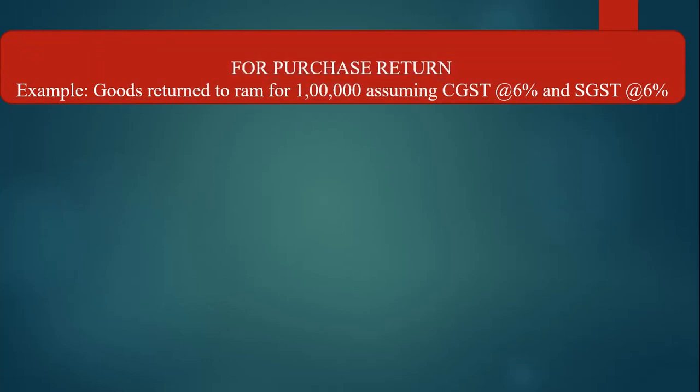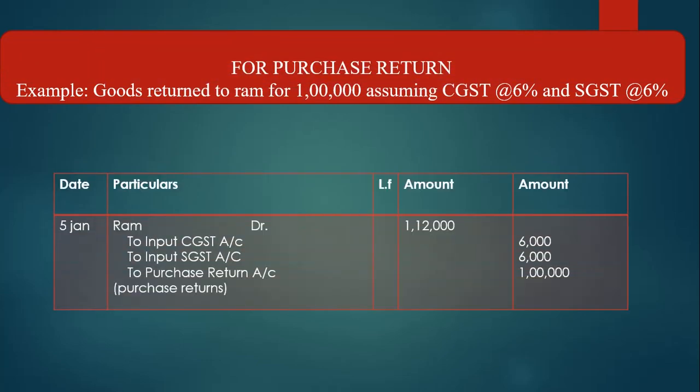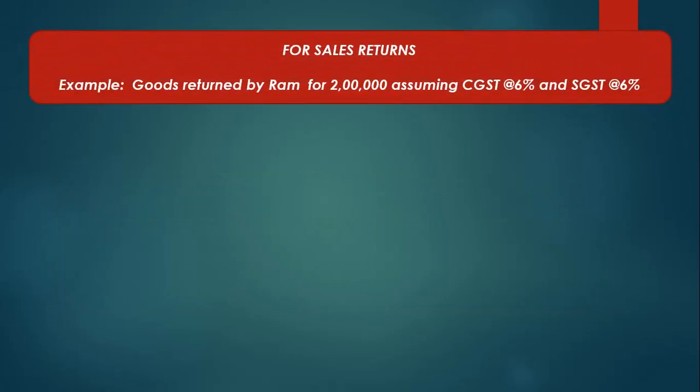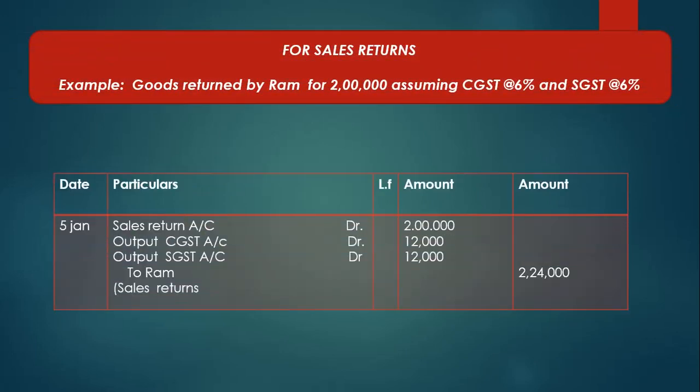For purchase return, RAM debit to input CGST account, to input SGST account, to purchase return account, as RAM is in our example. For sales return, sales return account debit, output CGST account debit, output SGST account debit to RAM.